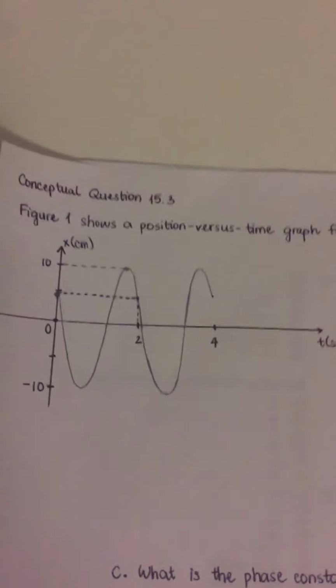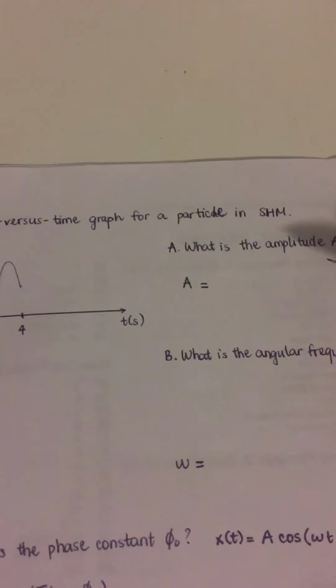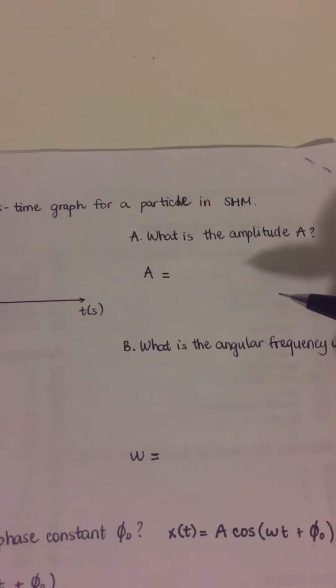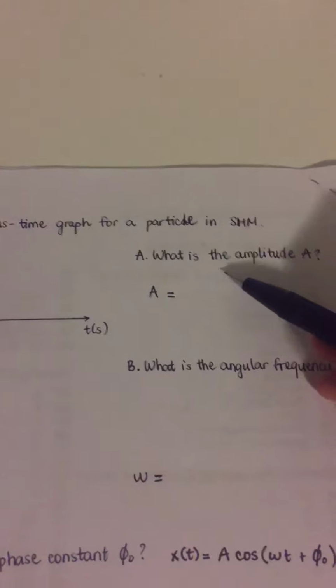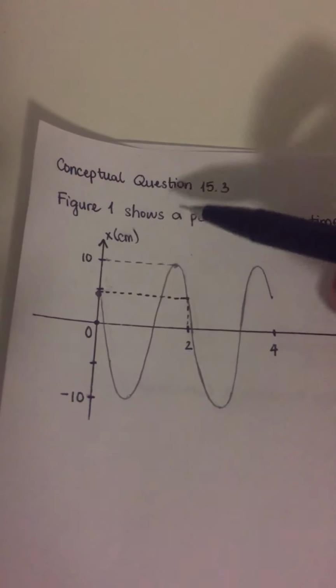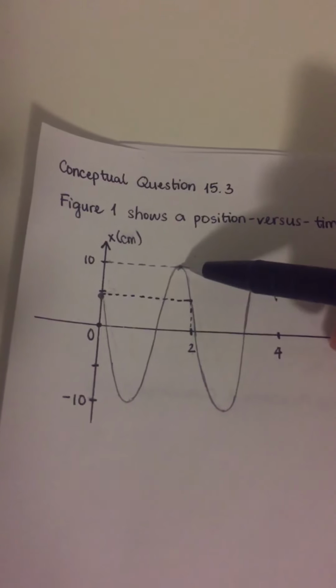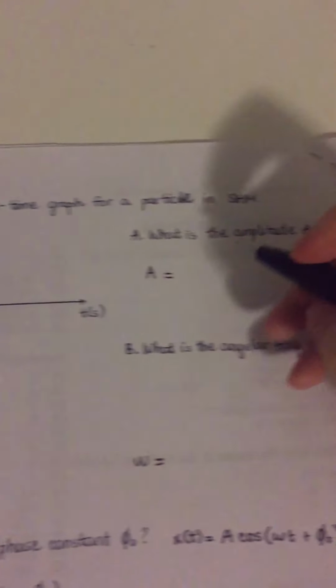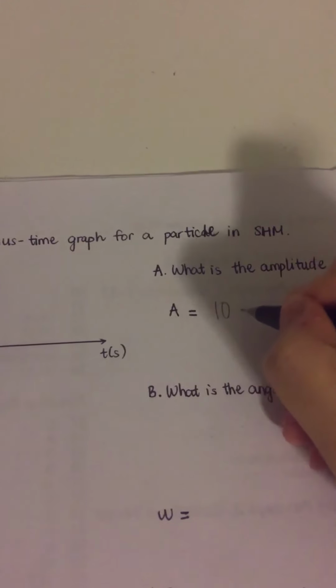Figure 1 shows a position versus time graph for a particle in simple harmonic motion. A, what is the amplitude A? Looking at the graph here, we can immediately see that the largest x value is 10 centimeters. So we can go ahead and say A is 10 centimeters.